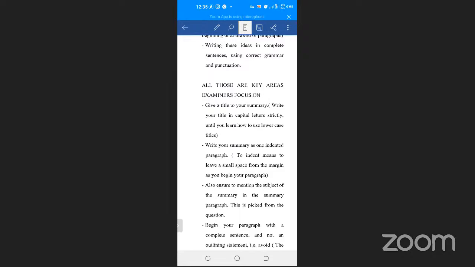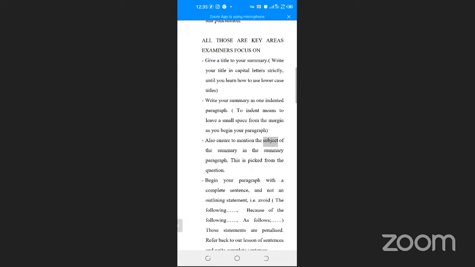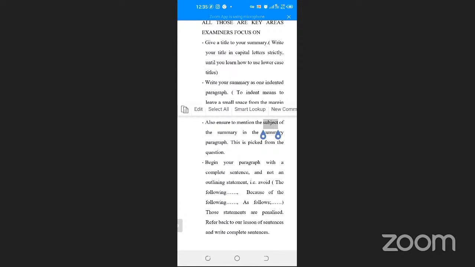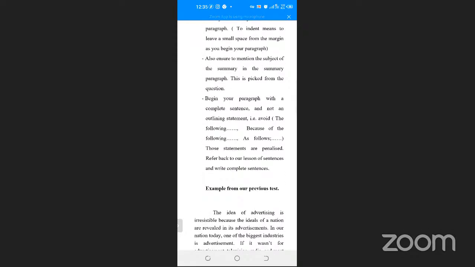Okay, let's go on. The very last is that you begin your paragraph with a complete sentence and not an outlining sentence. For example, avoid these statements: the following are the causes of cholera. Don't use that. Don't say as follows. Cholera can be fought or avoided as follows. Do not use that. And don't say because of the following, cholera this and this. Do not use that.